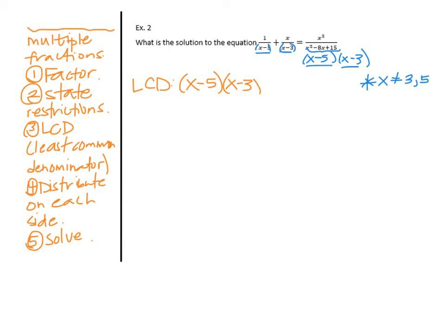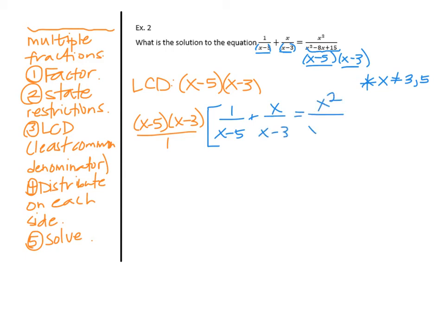Now watch what happens in step 4. I'm going to write the least common denominator, x minus 5 times x minus 3 over 1. And what I'm going to do is just rewrite the entire equation, 1 over x minus 5 plus x over x minus 3 equals x squared over, actually, x minus 5, x minus 3. I'll put it in that factored form, and that'll help us when we distribute.